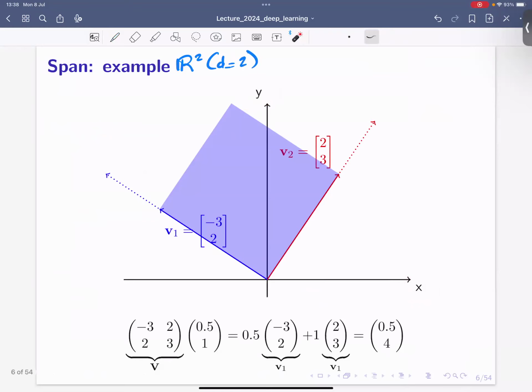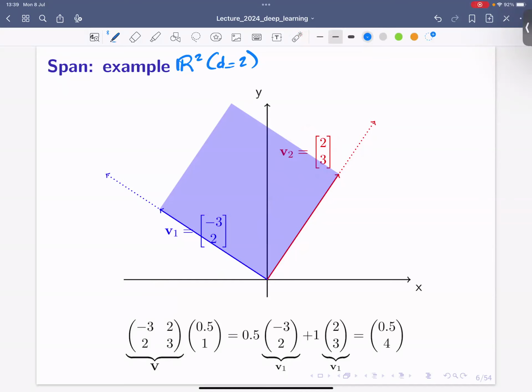And so we have 2 vectors. We have v1 here, whose coordinate is -3, 2. Okay, so -3 here and 2 here. And then we have the red vector 2, 3, which is shown here. And what we are going to do is take linear combinations of these 2 vectors.